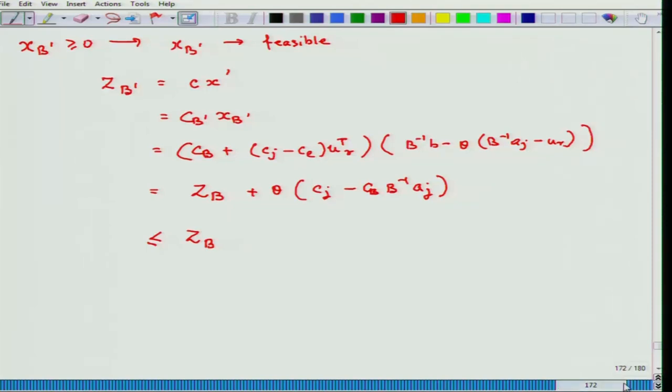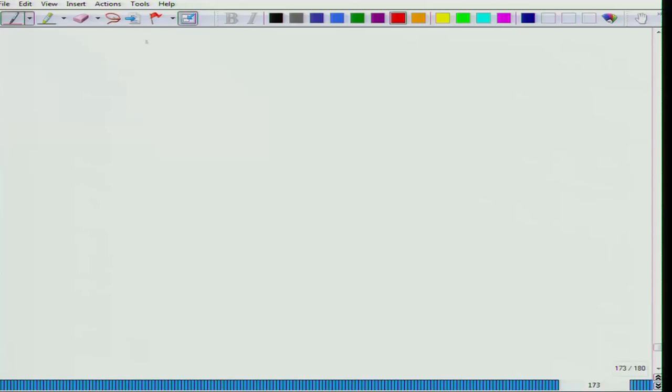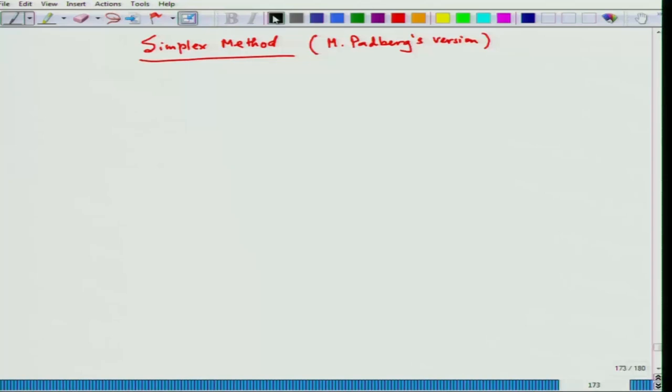Now, what we are going to do is write down the simplex method in a more formal way. This is given from Manfred Padberg's book. Go back to the black one. So, step 0 is to initialize everything. Find a feasible basis.